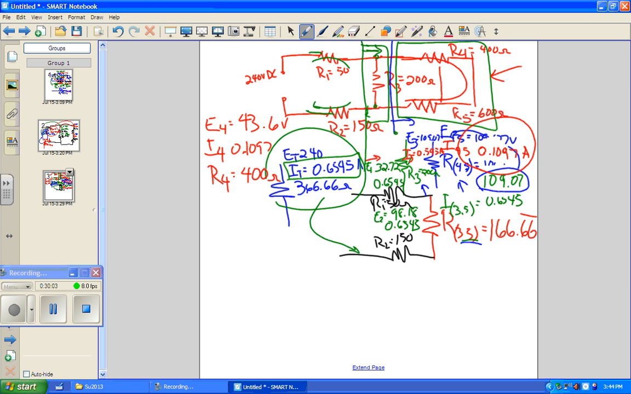Okay. Let's come down and look at R5. Down here? Okay. So let's plug in our 600 ohms. I'm going to plug in 0.1097. We're going to multiply that up, and we're going to get, what was it?